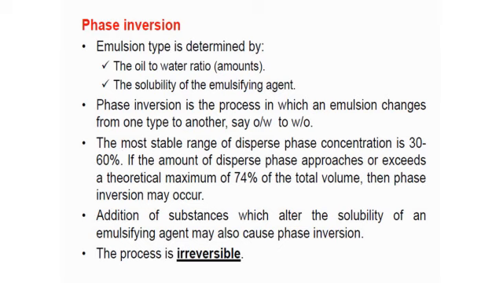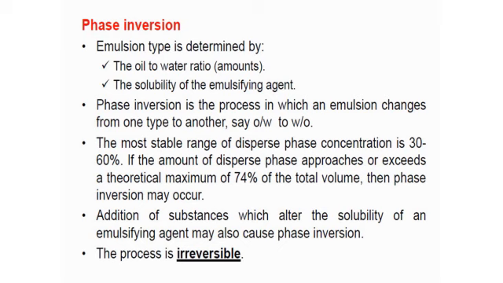This is a very important concept. The most stable range of the dispersed phase in an emulsion is generally considered to be 30 to 60%. If an emulsion has 30 to 60% of the dispersed phase, we consider it stable. But if the amount of the dispersed phase exceeds a theoretical value of, suppose, 74%, whether oil or water, then immediately the type of emulsion will change. So 74% is the theoretical threshold value, and if we exceed it, the type of emulsion changes.